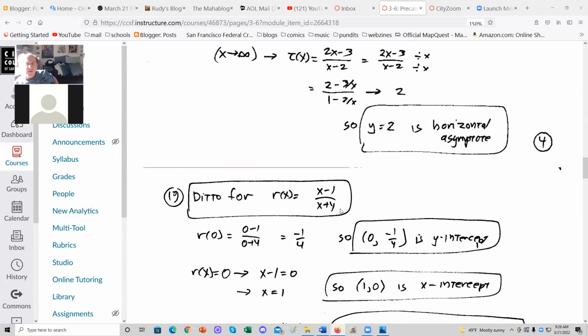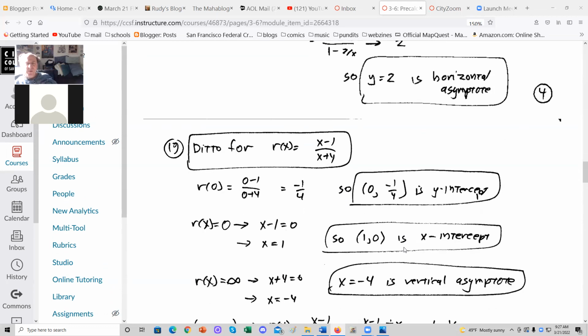Now let's try this for this. Find the intercepts and the asymptotes for the function x minus 1 over x plus 4. Okay, the y-intercept is when x is 0. So r at 0 is 0 minus 1 over 0 plus 4, which is minus a quarter. 0, minus a quarter is the y-intercept.